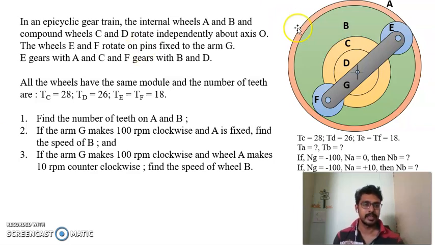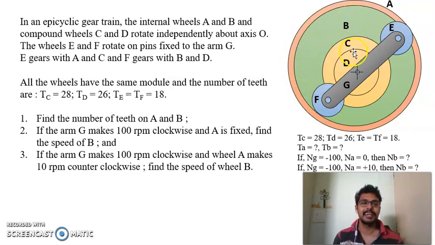Here gear C and gear D are compound gears, which means they are mounted on the same shaft, and also means the speed of rotation of gear C and that of gear D are the same. Gear C is meshing externally with gear E, while gear E is meshing internally with gear A. Gear D is meshing externally with gear F and it is meshing internally with gear B.